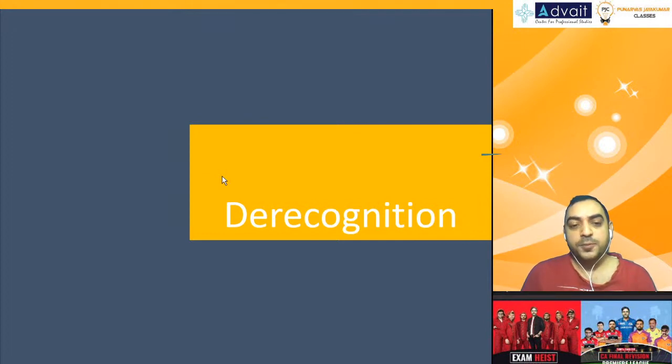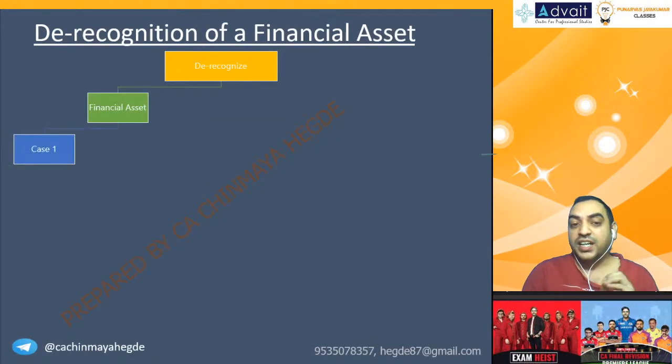So now let us go into the segment directly, that is, financial instruments. We discussed what we mean by financial instruments, classification of financial assets and financial liabilities, recognition, and subsequent recognition. Now we'll go for the derecognition part. Derecognition means when you take an item out of your books of accounts.